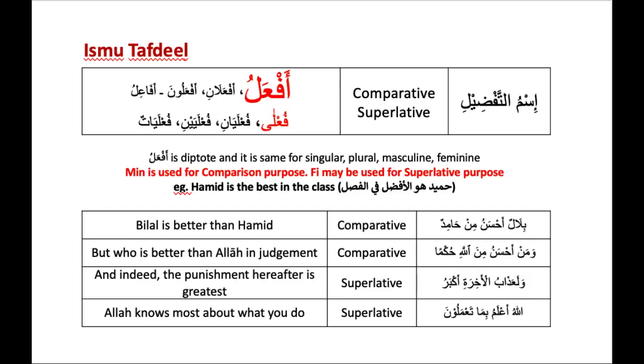We shall be looking at ismut tafdil now. The most common pattern of ismut tafdil is af'alu, and the next common pattern is fu'la. Ismut tafdil would be comparative or superlative. Please note that the af'alu pattern is diptote, or ghayru munsarif. It is the same for singular, plural, masculine, and feminine.